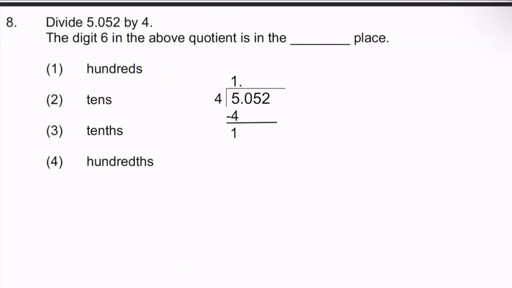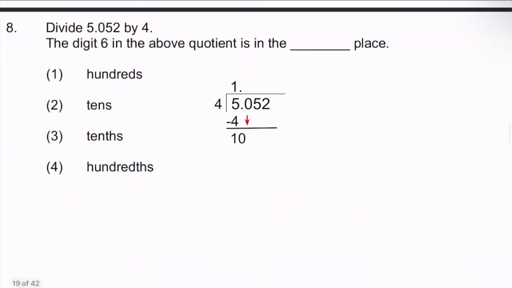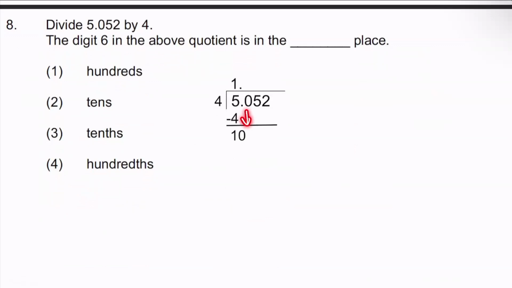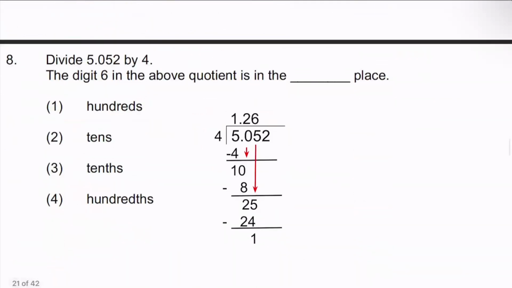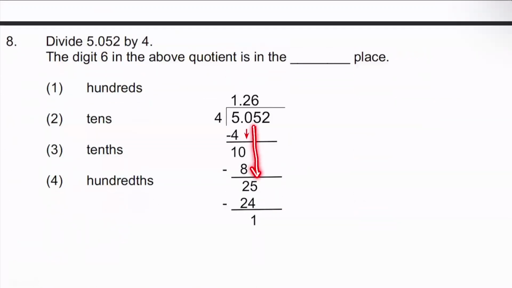5 divided by 4, you get 1. 4 times 1, you get 4. So 5 minus 4 is equal to 1. Right, then remember you bring down the next digit, so it becomes 10. So 10 divided by 4, you get 2, right? So 4 times 2, you get 8. So 10 minus 8, you get 2. Then you bring down the next digit, which is 5.